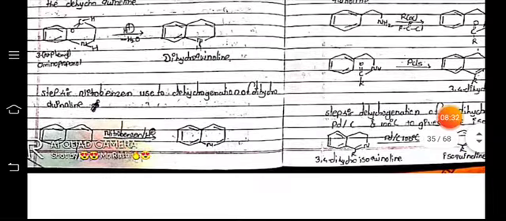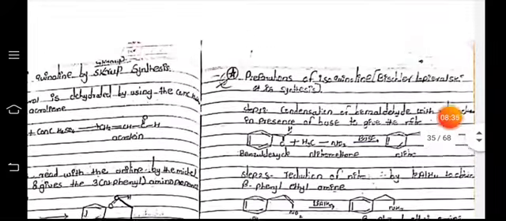In step 4, nitrogen is used for dehydrogenation of the dihydroquinoline. Next we will get the final product. This is all about the fourth step.